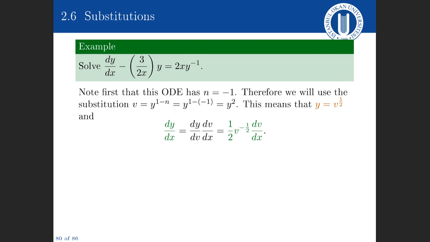That's the same as saying that y is equal to v to the power of a half, and therefore dy/dx, by the chain rule, dy/dv times dv/dx, is a half v to the power minus a half dv/dx.